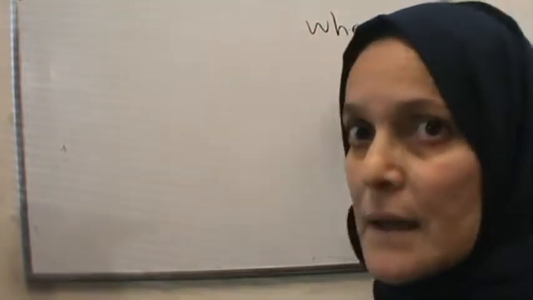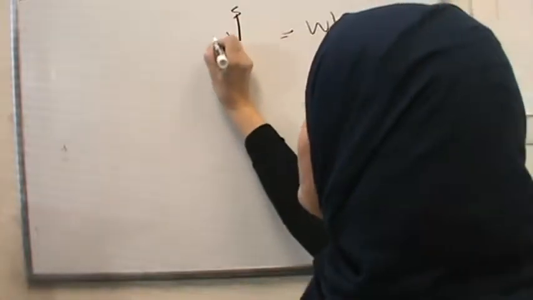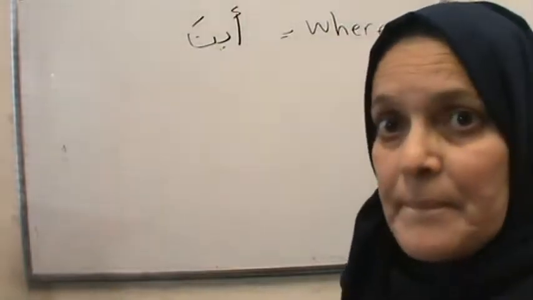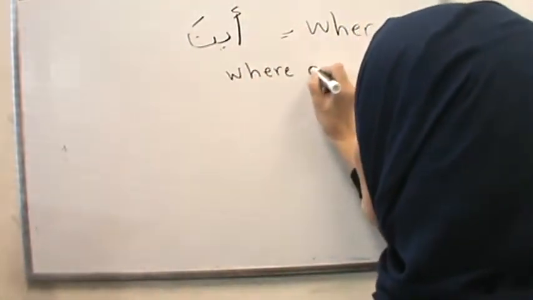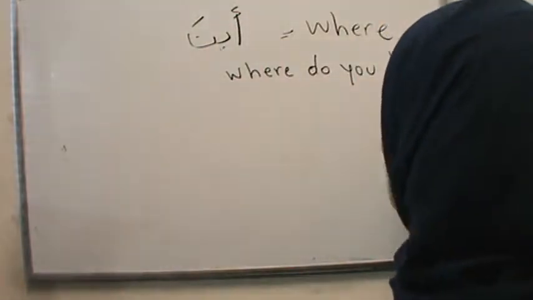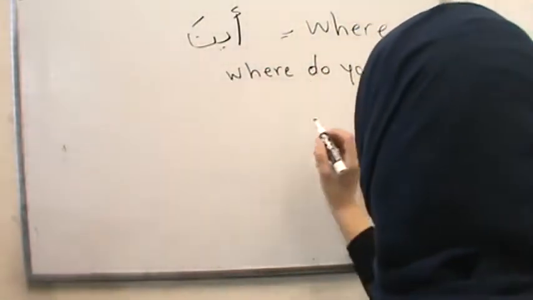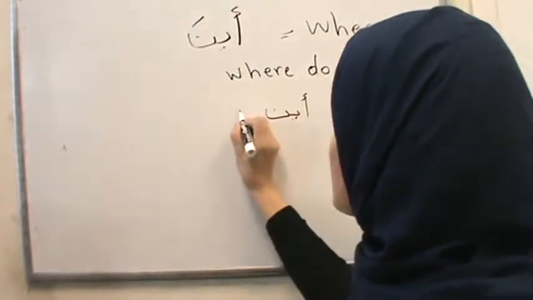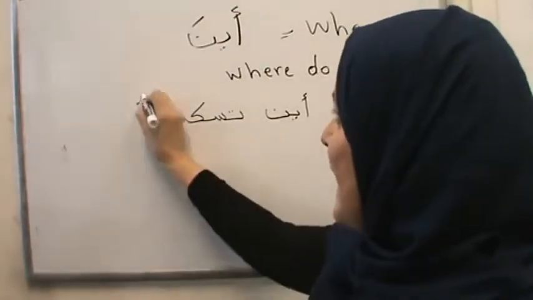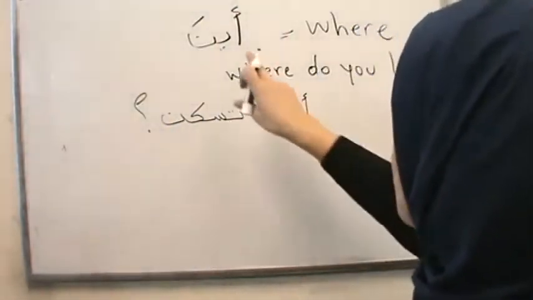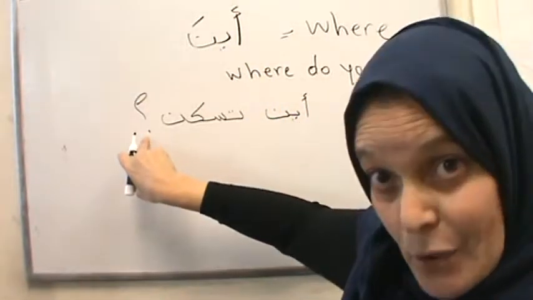We have two forms of where. The word that goes with questions and the other word in a statement. Let's go with a question. Where is Ayna. I want to say, where do you live? Where do you live? I go like, Ayna taskun. Ayna taskun. Okay, so Ayna is where, but in a question.